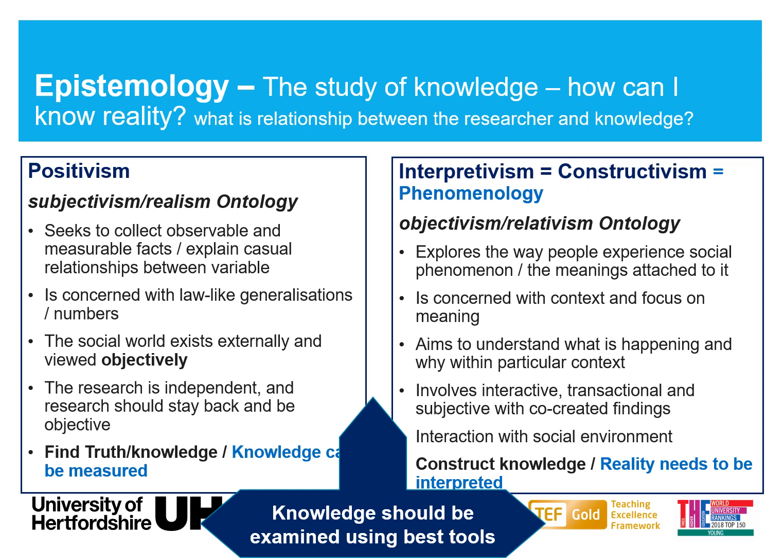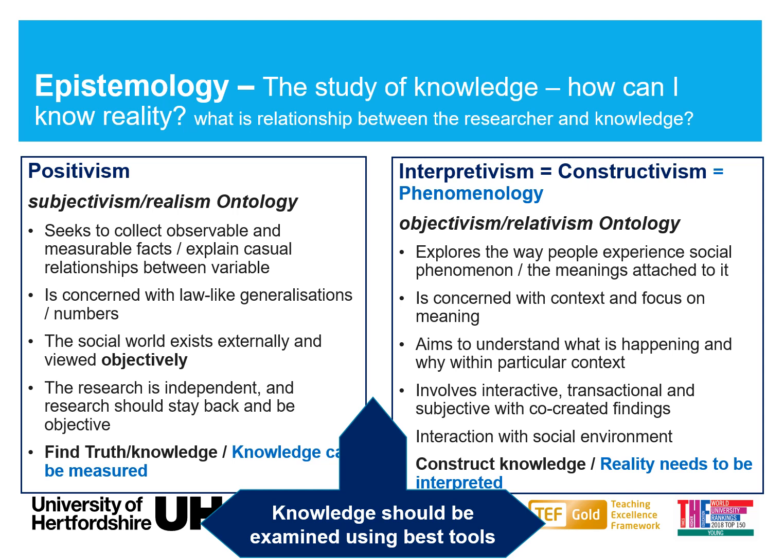Yes, the social world exists externally and is viewed objectively. So it's nothing to do with what this person is or how that person is. It's a very objective view. So the research is very independent, and the researcher should stay back and be objective. Not because I'm very close to you or I know you that I see you differently from others, from your social cultural background, for example, or from your age range. So the researcher tries to find the truth or the knowledge, where the knowledge can be measured.